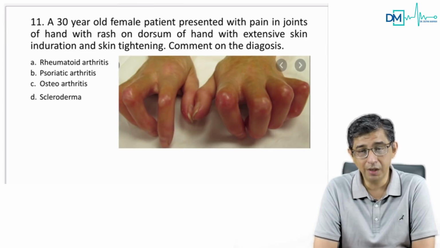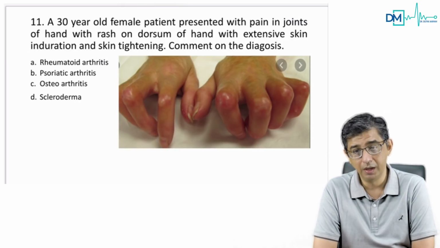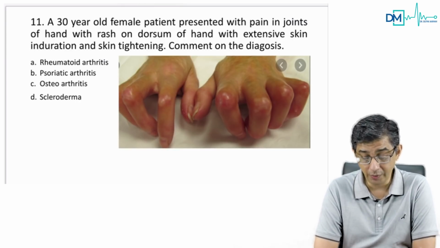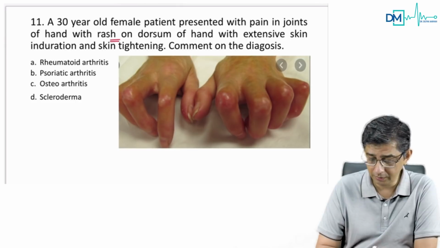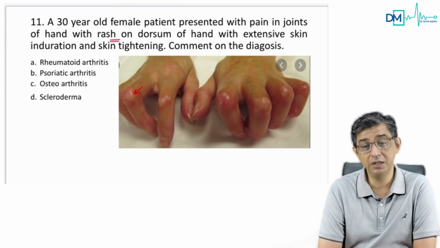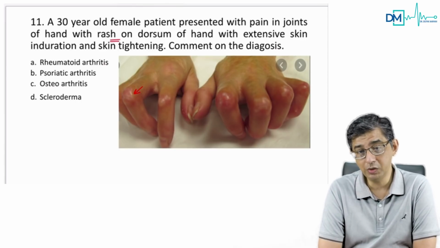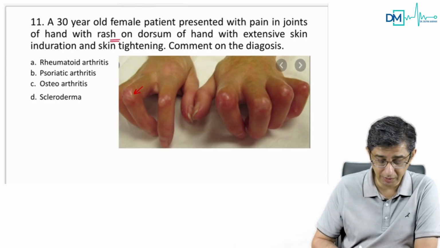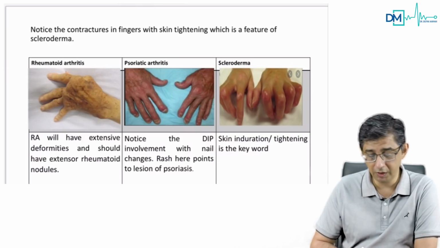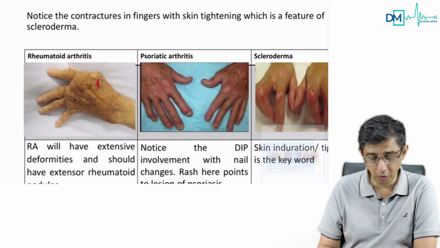So let's solve this. I have this guy with me who told me that this was regarding a female patient. There's pain in the joints, there's a rash on the dorsum of the hand. A bit of redness in the joints can be noticed, and there is extensive skin induration and skin tightening. Now he said, what is the diagnosis? Now rheumatoid arthritis per se, guys, whenever he will give you an image-based MCQ, you would be definitely able to see rheumatoid nodules.